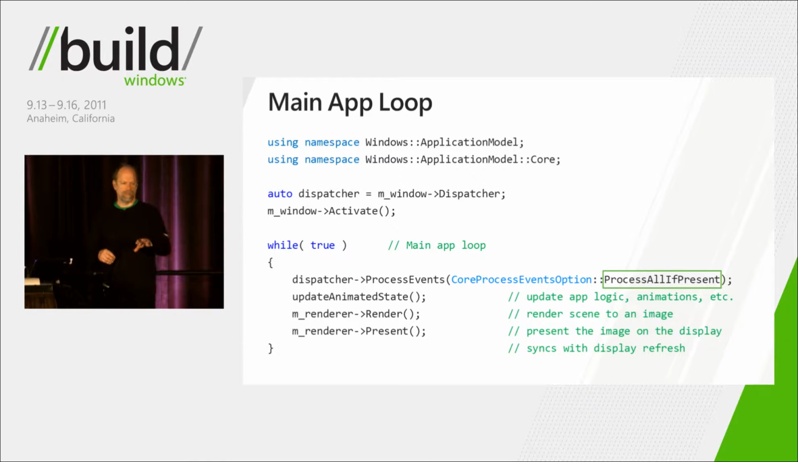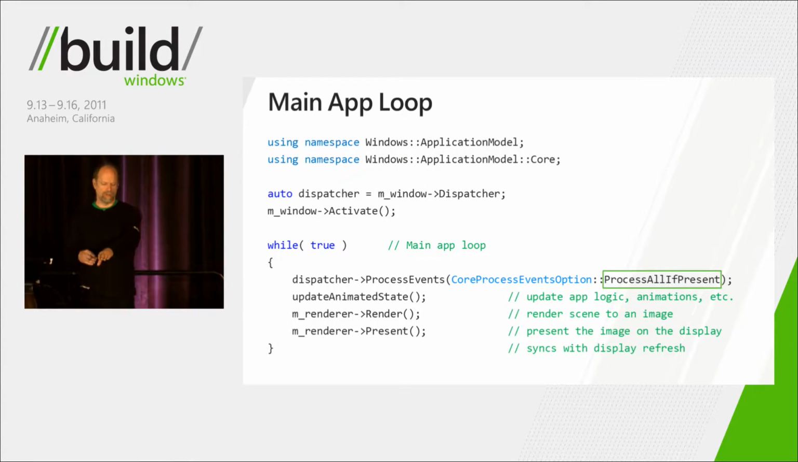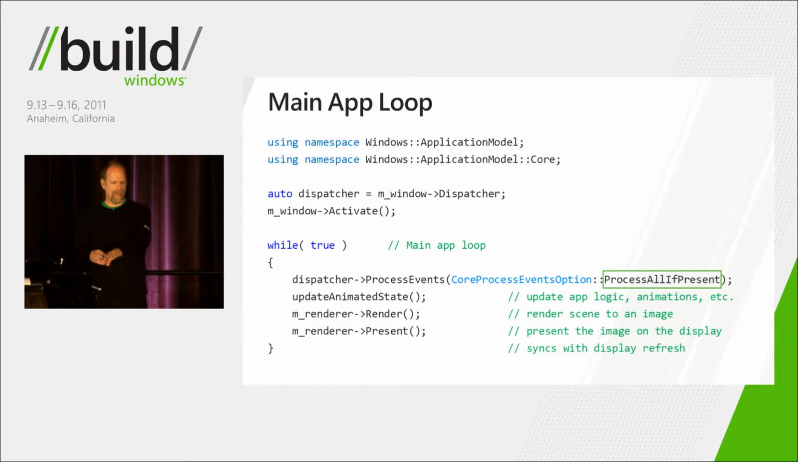Now, if you wanted to do a more conventional application, you would just use the process all option and not use the if present, and then it would block, and then you could be like Hearts or Solitaire or something where you don't execute the rest of that loop until it's necessary.